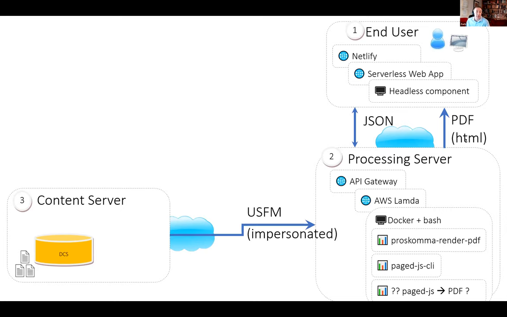I got as far as just producing HTML, but the idea is this: we have these existing components, Proskomma render PDF, which can be used at the command line, and page JS CLI, which can produce the HTML, which is the same HTML we saw in the DGesus reboot with the name I can't pronounce. And the third step here, and I didn't get to this, would be to take that page JS formatted HTML and render it as PDF. Mark How was very helpful in navigating how the code works and how to configure it. I believe PageJS can do this third step here for us, producing that PDF output.